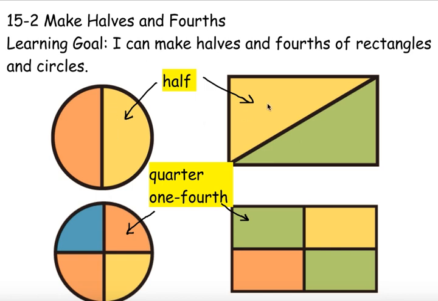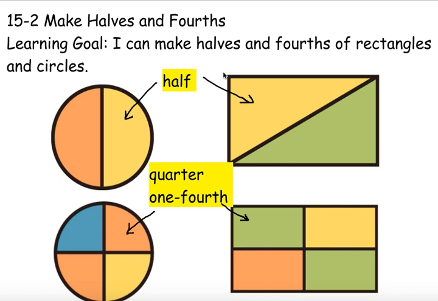So can you also use this word half to talk about this part of the rectangle? We can say half of the rectangle is yellow. Does that make sense?